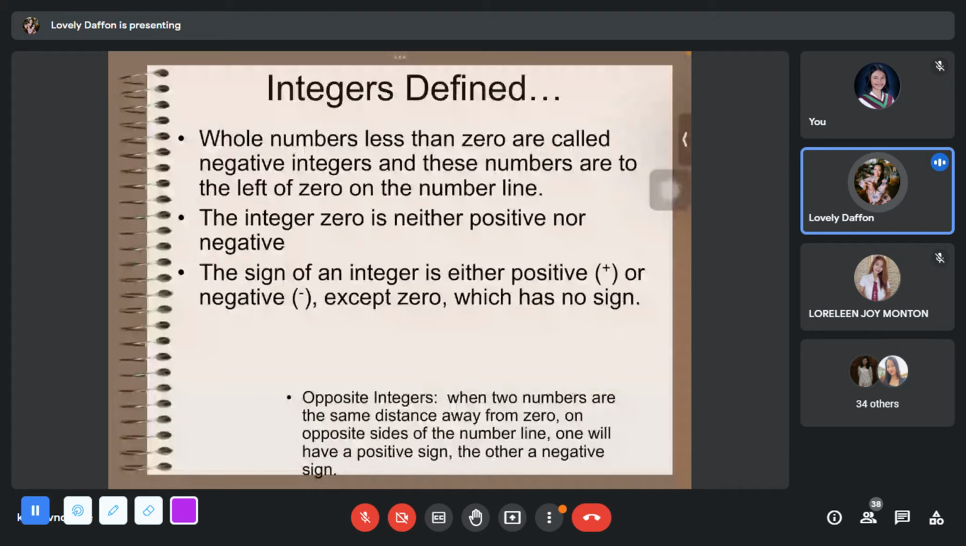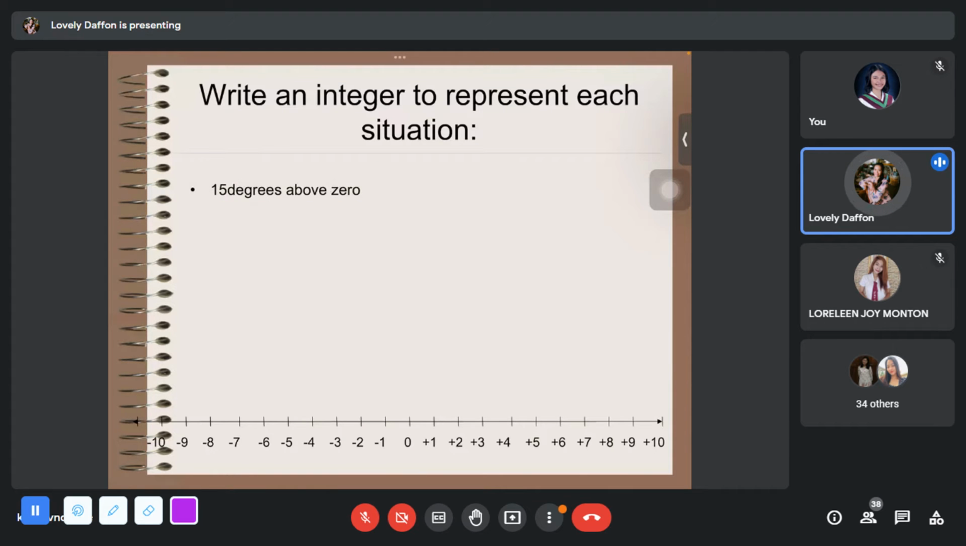Okay, so write an integer to represent each situation. We have 15 degrees above 0. If we are going to represent this one, it will be like this. 15 degrees above 0. So since you already have here the word above, automatic we say we go up.